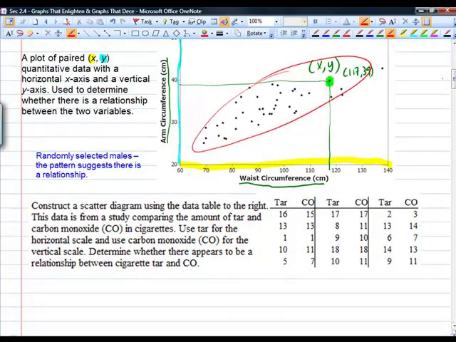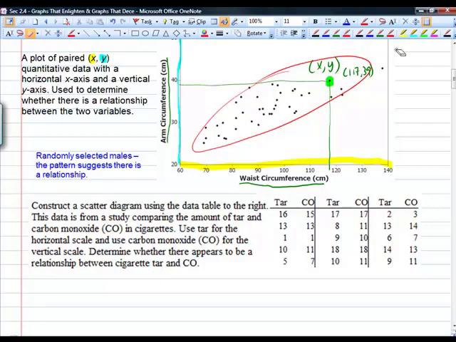Here's an example problem that we're going to go through, and I'm actually going to show you how to create a scatter plot on your calculator. So get your graphing calculators out. We're going to be ready to use them. The instructions say to construct a scatter diagram using the data table to the right. This data is from a study comparing the amount of tar and carbon monoxide in cigarettes. Use tar for the horizontal scale and use carbon monoxide for the vertical scale. Determine whether there appears to be a relationship between cigarette tar and carbon monoxide.